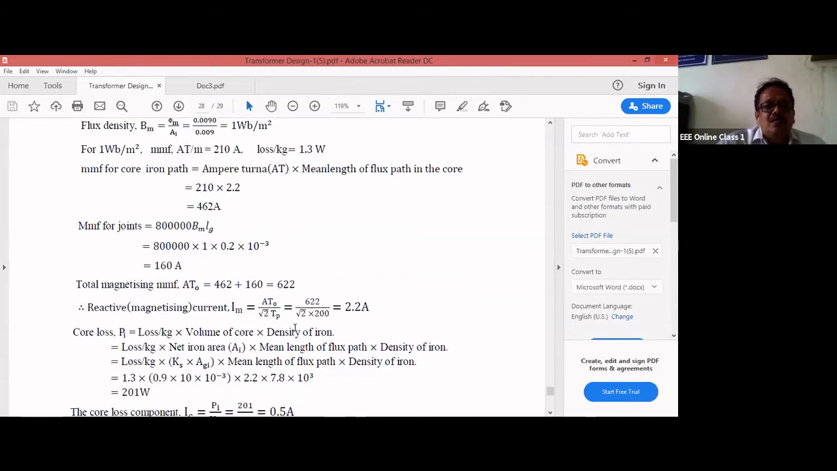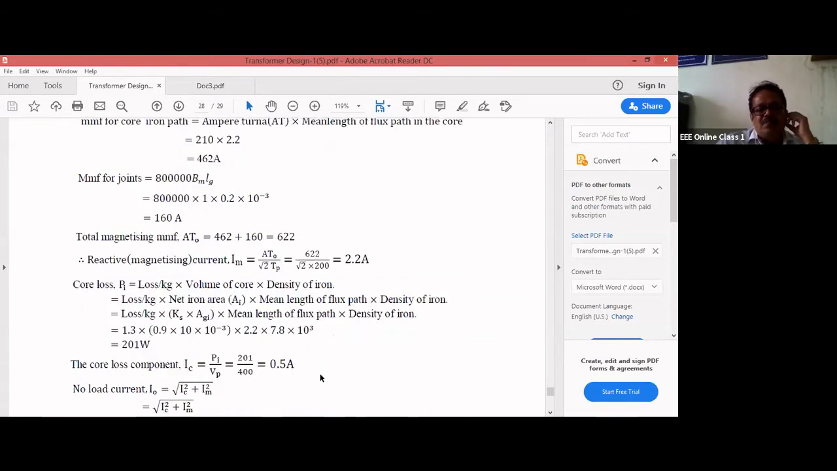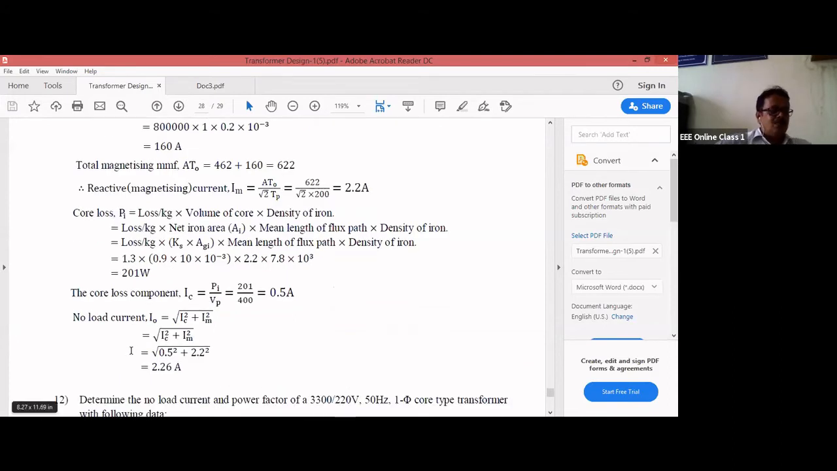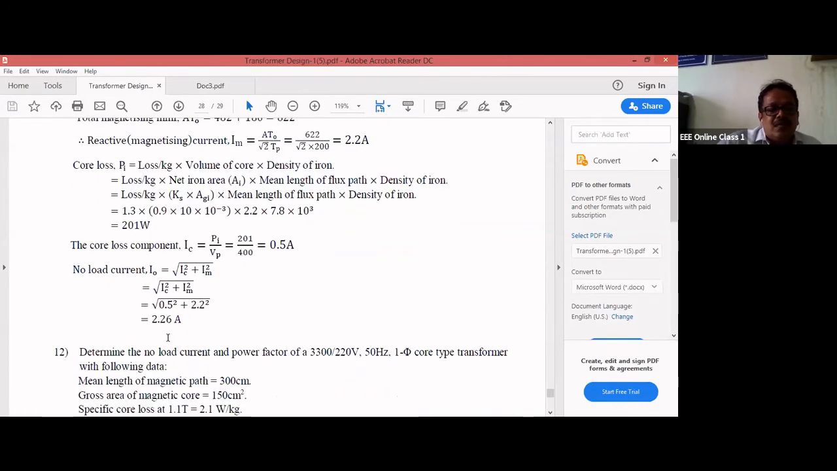Voltage on primary, so 0.5 ampere. So what is the no load current now? I naught is equal to root of IC square plus IM square. So in this circuit, what we got is I naught equal to 2.26 amperes. And this is the solution for the second problem.